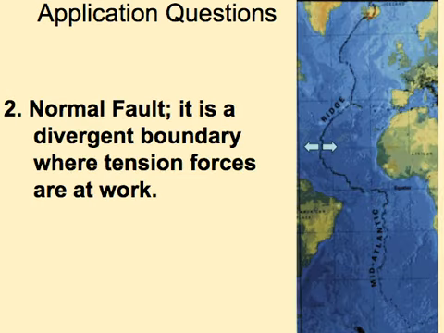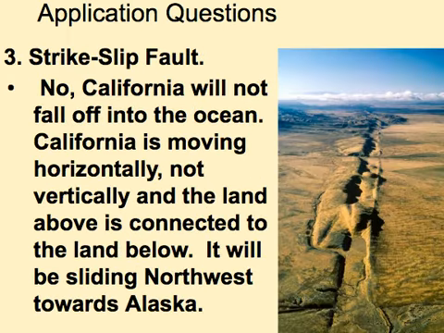The next question asks, what kind of faults would you expect to find along the Mid-Atlantic Ridge and why? Remember, the plates are pulling apart. So here you would have a normal fault because it's at a divergent boundary where tension forces are at work. And the last question is, what kind of fault is the San Andreas fault? Well, the San Andreas fault is a strike-slip fault.